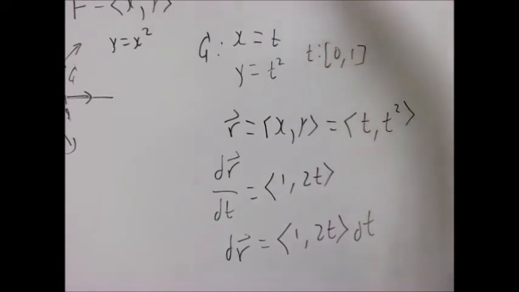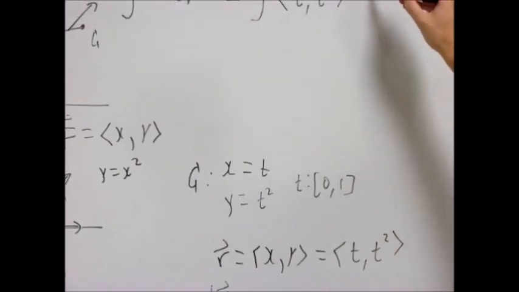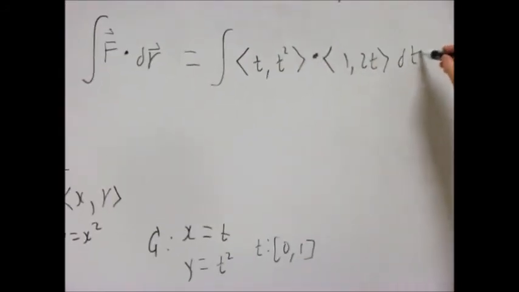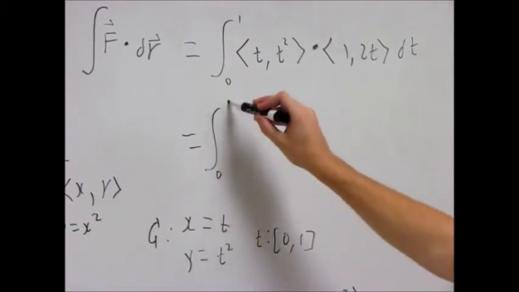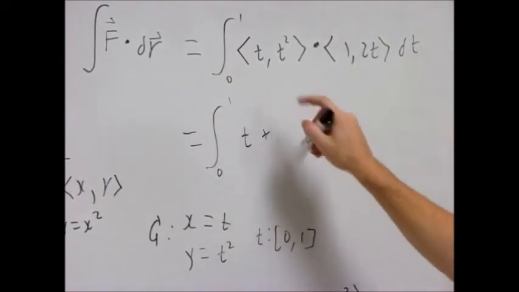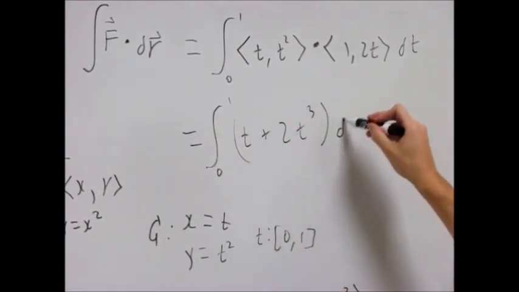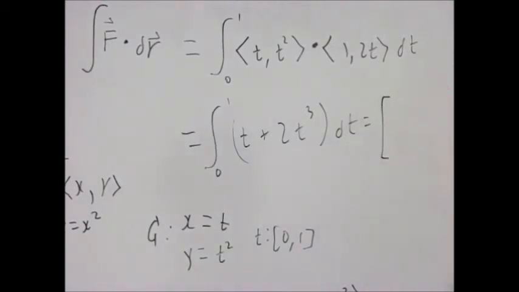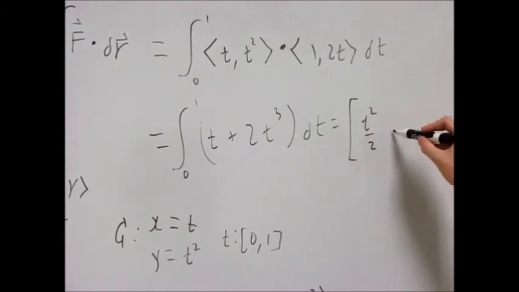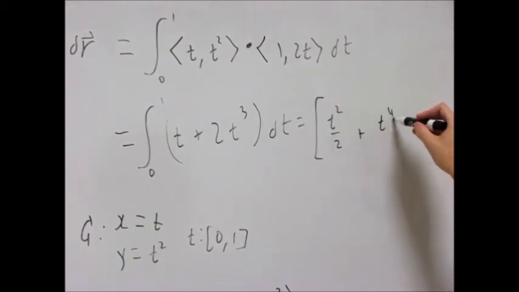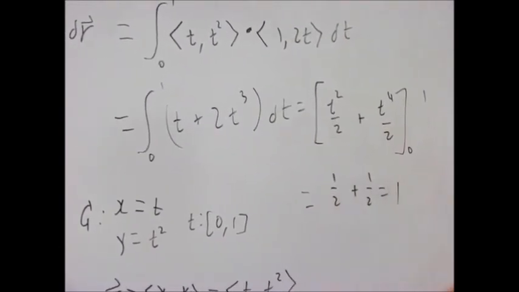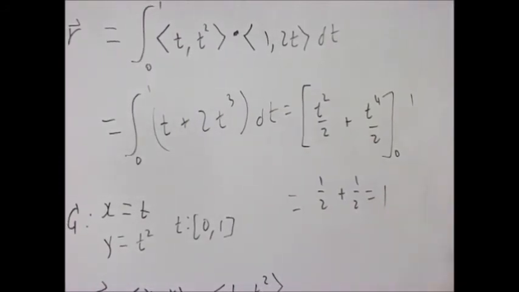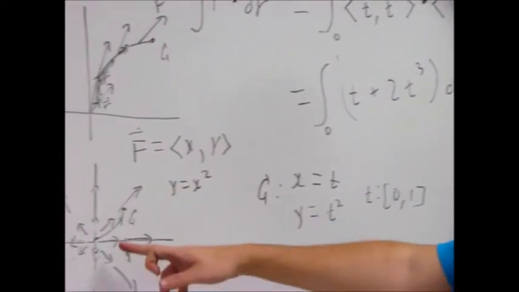So when we actually calculate it, we're going to integrate x comma y, that's just, I already said, t and t squared, dot product with 1 comma 2t dt. And t goes from 0 to 1, like we said. So now we can find the dot product of this. It's t times 1, which is t, plus 2t cubed dt, which will be, well, the integral of t is t squared over 2 plus 2t to the 4th over 4, so t to the 4th over 2, from 0 to 1, will just be 1/2 plus 1/2. And so the work done is 1 in this case by this force along this path.